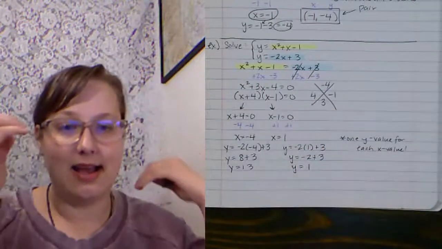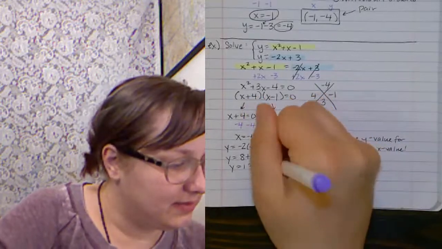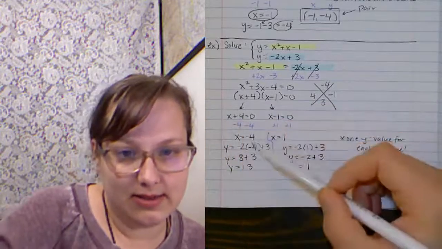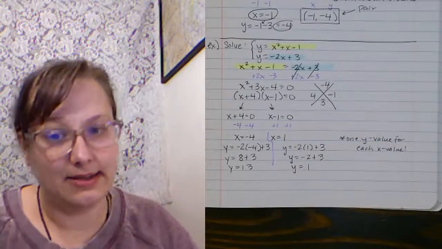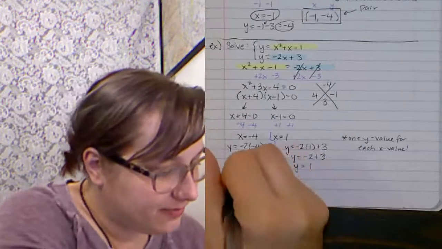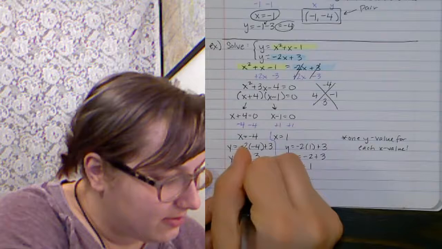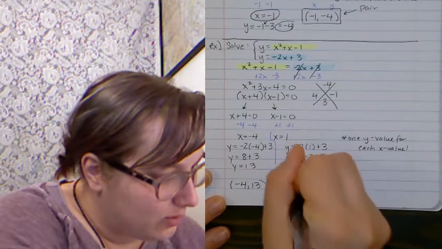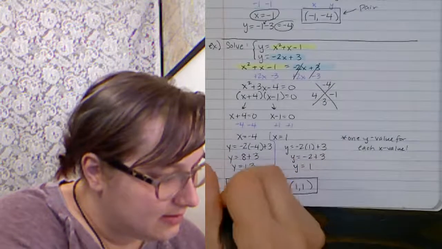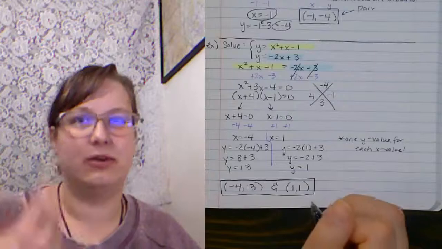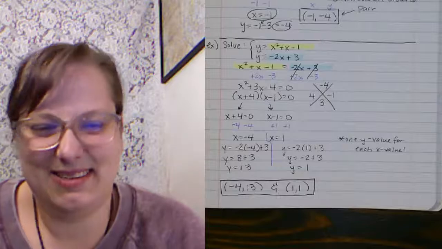And then the next part that is hard for some people but not hard for others is that I have to remember that this one went with this one, and this one goes with this one. Because if I mix those up, then it's a different problem. So I might try to trick you on that on your quiz. Negative 4 goes with 13, and 1 goes with 1. So those are my 2 solutions for my system of quadratics, or system of nonlinear equations, which is also kind of a lie because there are linear equations involved, but meh.